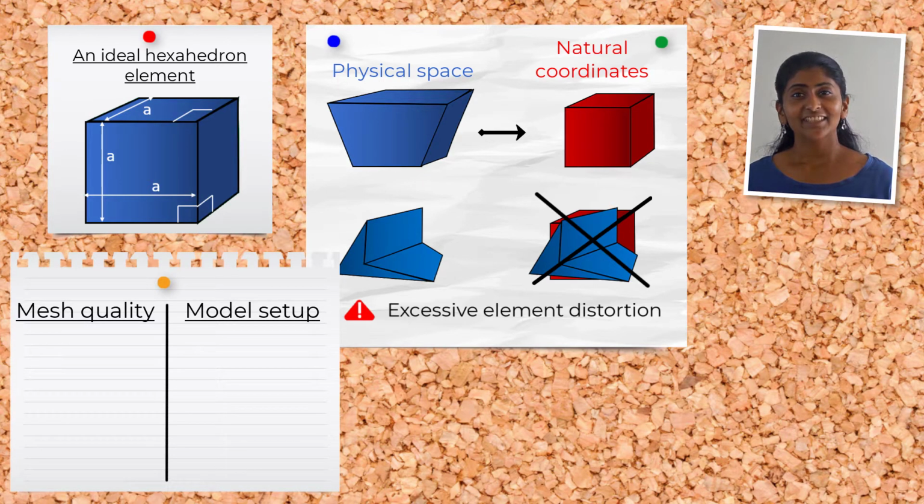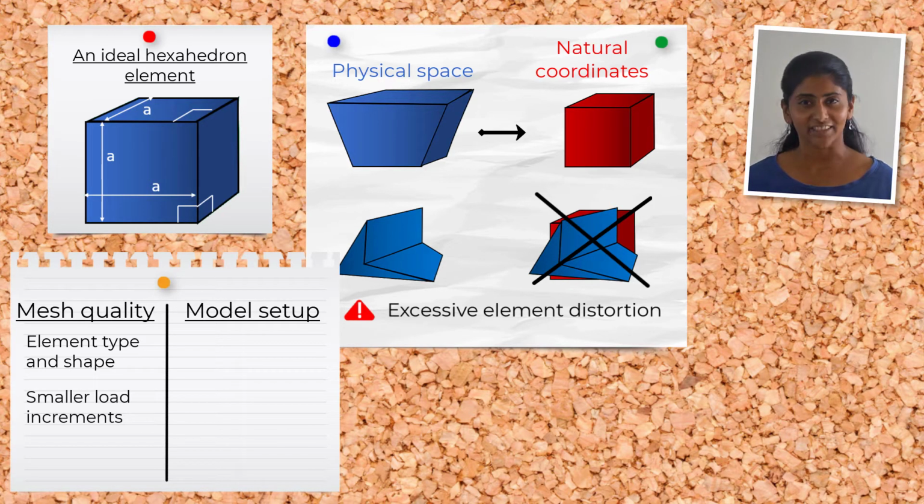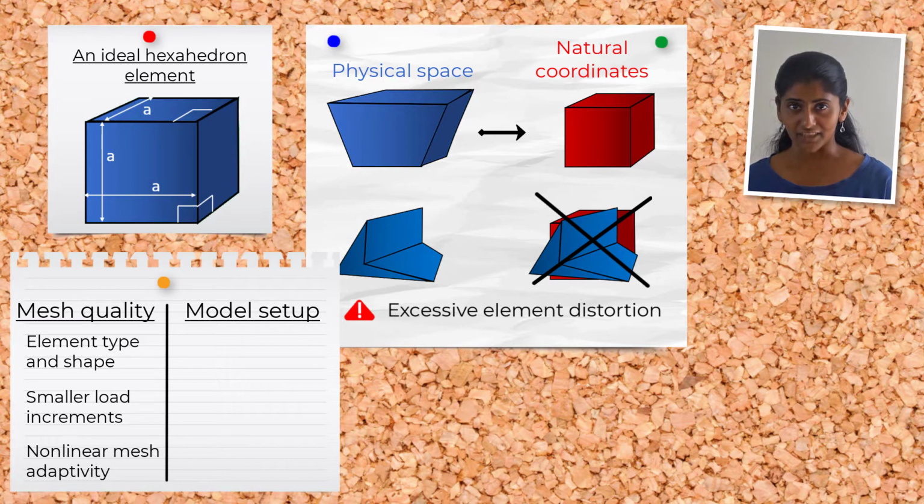The first category consists of several options such as using elements less susceptible to distortion, using appropriately shaped elements, or even applying loads in smaller increments. In certain extreme cases, we may also need to use nonlinear mesh adaptivity, which is an advanced technique of improving the mesh quality by remeshing.